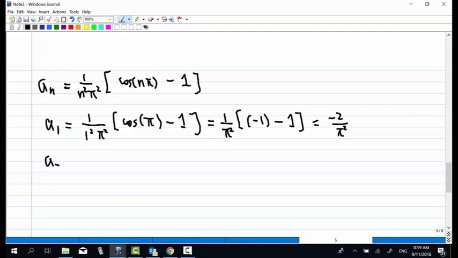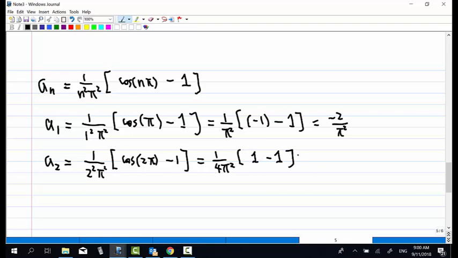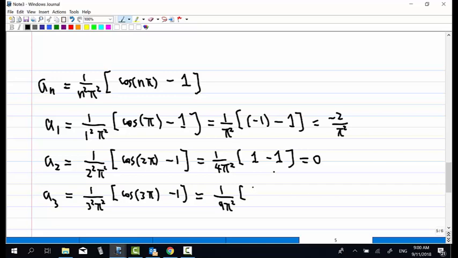Then, what is a2 now? Put n equal to 2 now. 2 square, pi square, and then you have cosine 2 pi minus 1. Now, 2 square is 4, just leave pi square here. Cosine 2 pi is 1. So this is 0. a3, n is 3 now, 3 square, pi square, then cosine 3 pi minus 1. Now, 3 square is 9, pi square, and cosine 3 pi is minus 1. So this is equal to minus 2 over 9 pi square.